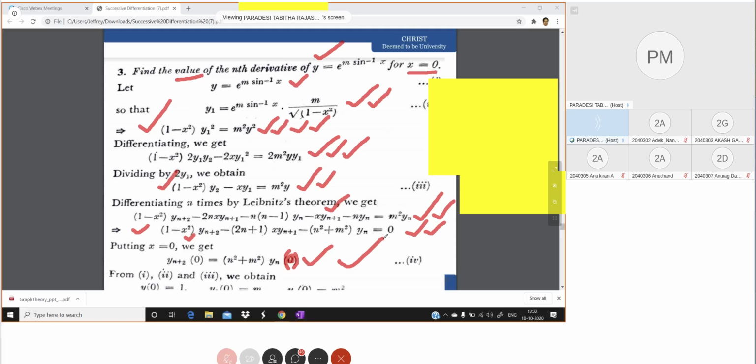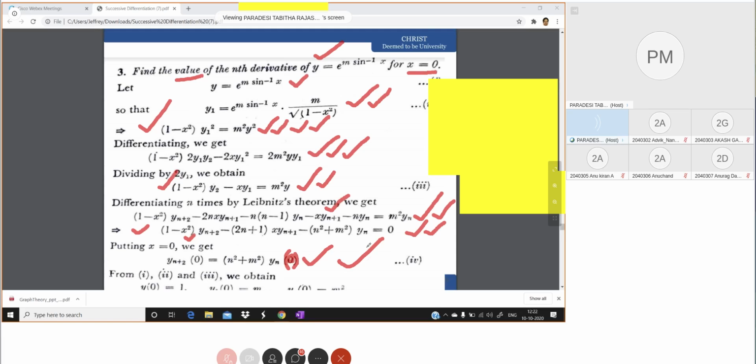In place of x, if you put a 0, the first term, 1 minus x square, has a value, because the moment you put x to be 0, the value of that expression is 1. But yn plus 2, you can't comment on it because y is a function of x. You can only say what is the value of yn plus 2 when x is 0. So that's why we are writing of 0.